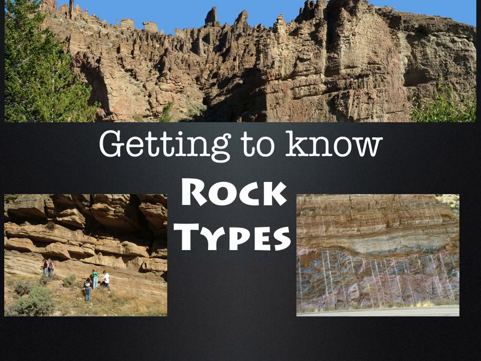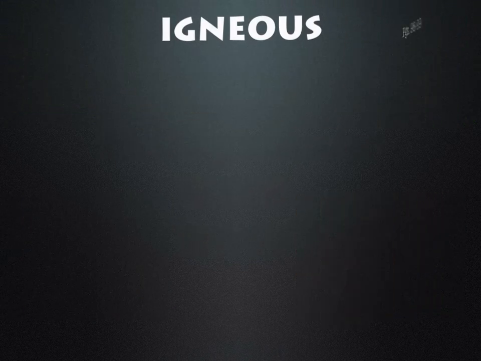So how would you know an igneous rock if you met one on the street? Well, that's probably not going to happen, but in this little presentation you'll get to know some of the characteristics of different rock types so that if you do come across one, you might be able to figure out which of the three it is. Let's begin with igneous rocks.